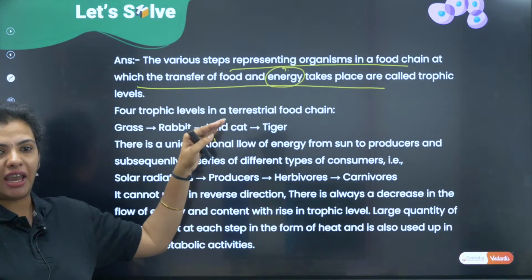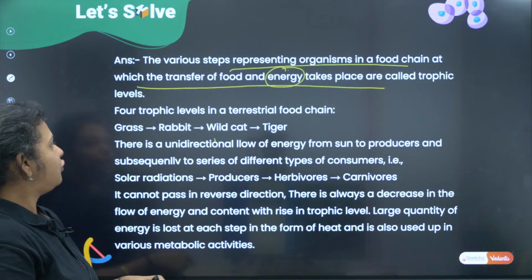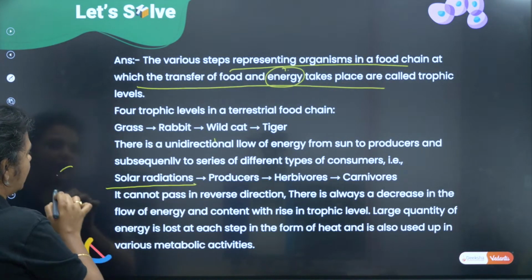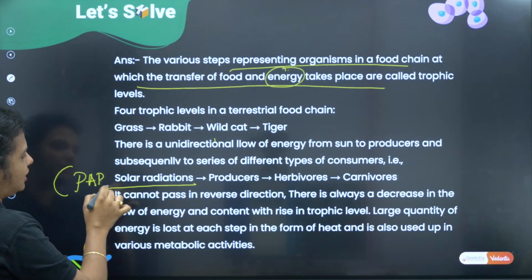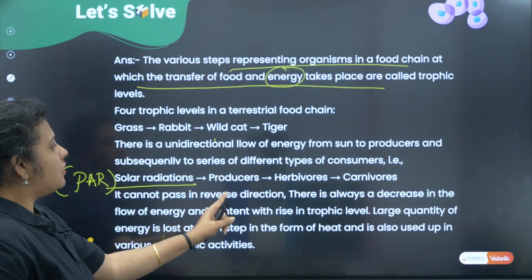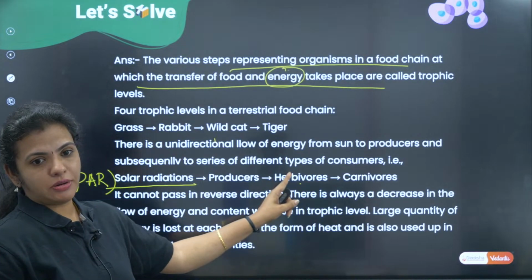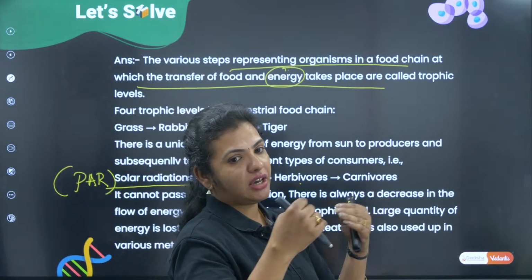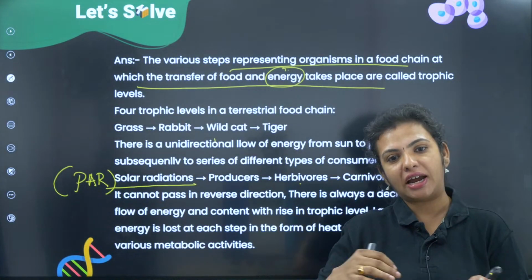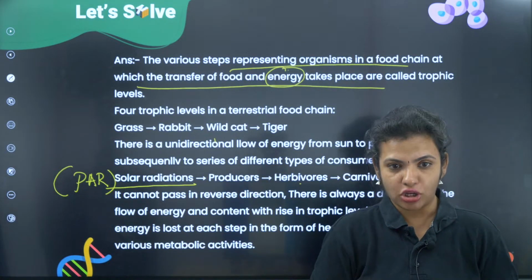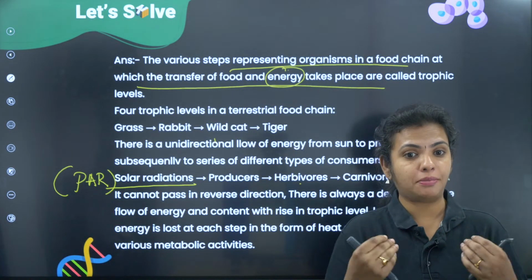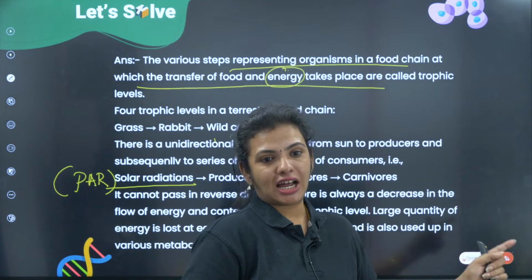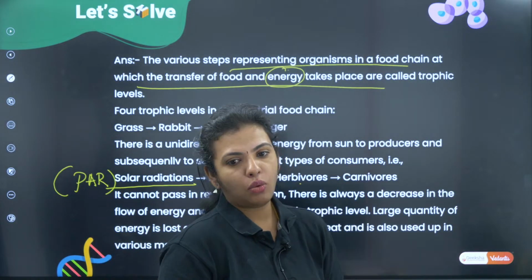So you can give any example of a terrestrial food chain. And unidirectional flow, because solar radiation, that is the photosynthetically active radiation, is being given to the plants, from plants to the herbivores, from herbivores to the carnivores. It cannot be the other way around: carnivores giving herbivore, herbivore giving plant, and vice versa to the sun is impossible, because we cannot make our own food. So transfer of energy is only from the sun to the carnivore and not vice versa.